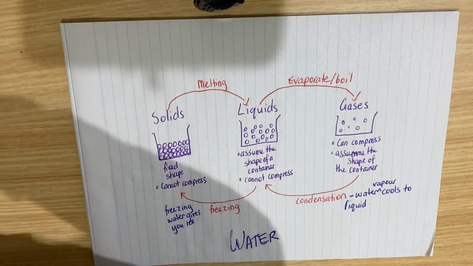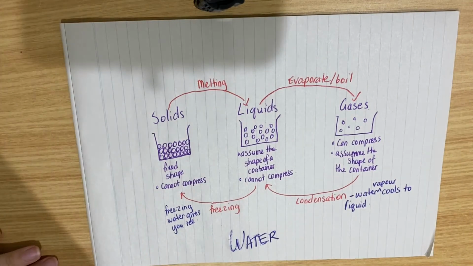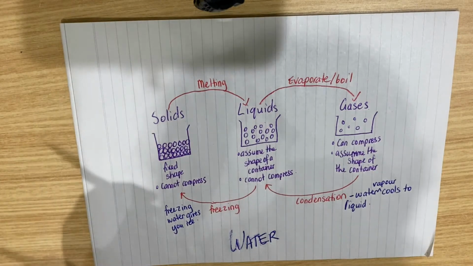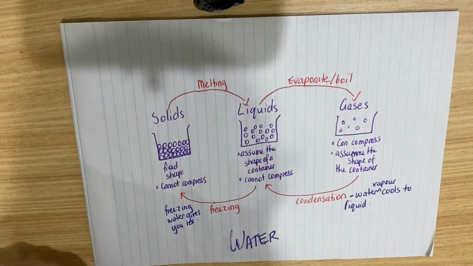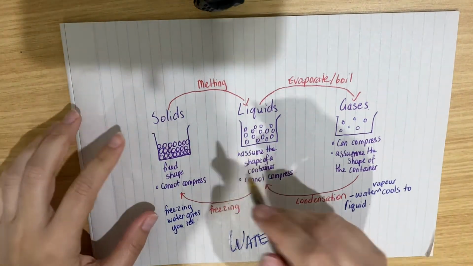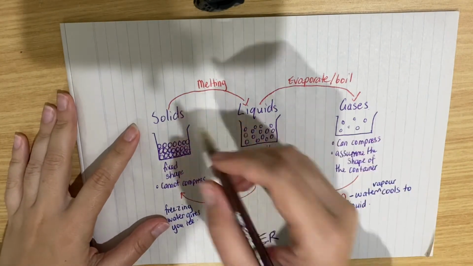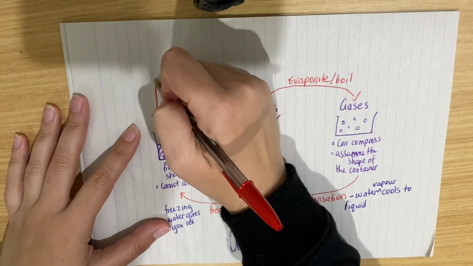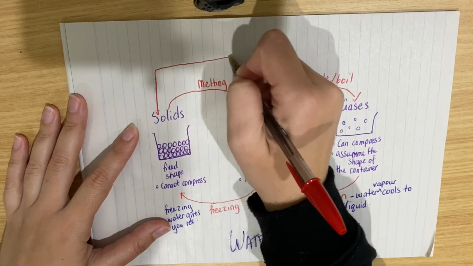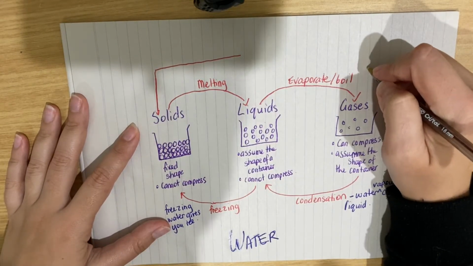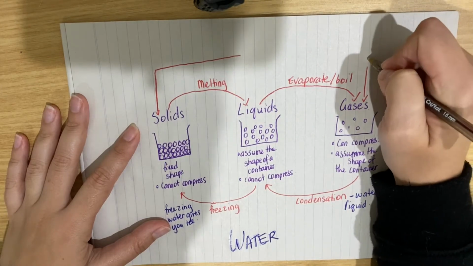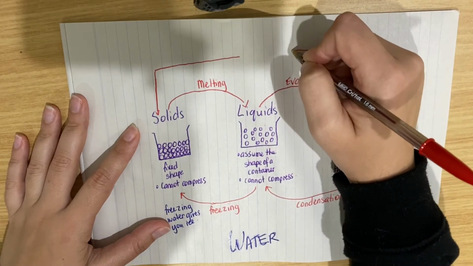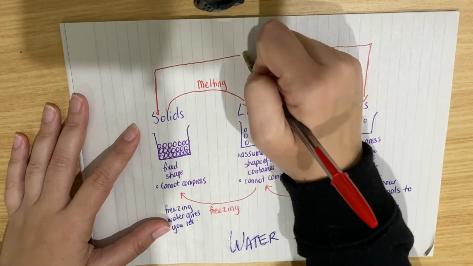Now, there's one more thing that I do want to add here. I'm just going to get a different colored pen for this one. Actually, no, I'm going to use red. So you can actually get a solid straight into a gas. Now, this is one of those really fun chemicals that you may have experienced before. We don't actually have this in the lab. So this is sublimation.